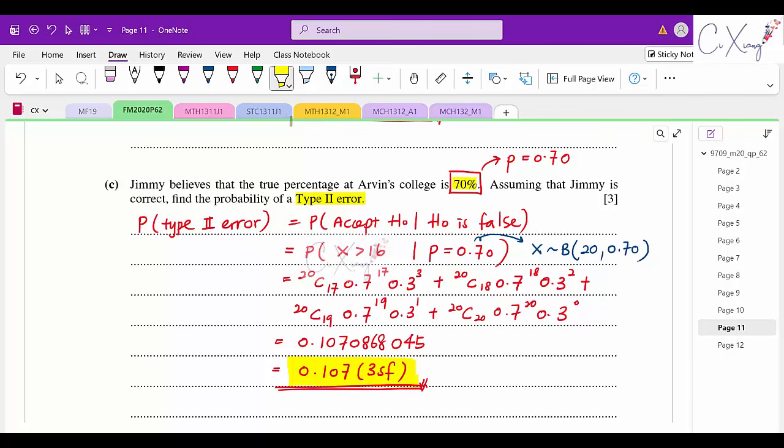All right, so basically, this is how we calculate the probability for the type 2 error.